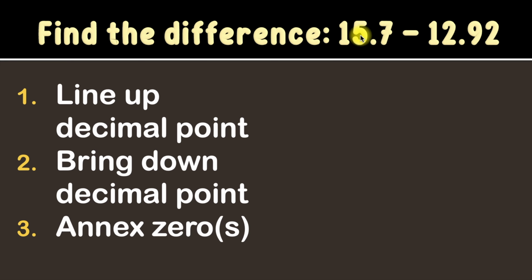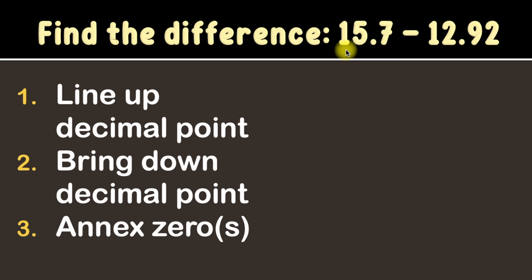Because the numbers we're subtracting are decimals, in other words, they contain decimal points, we have to follow these 3 steps to do it. Step number 1 is to line up the decimal point. This is really important because by doing this, we line up our place values correctly.